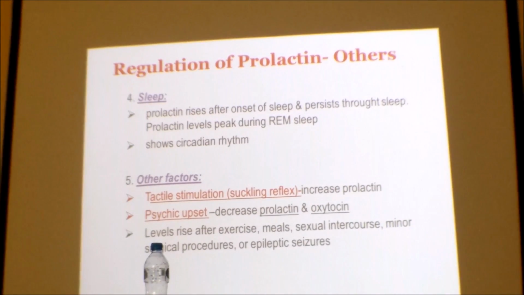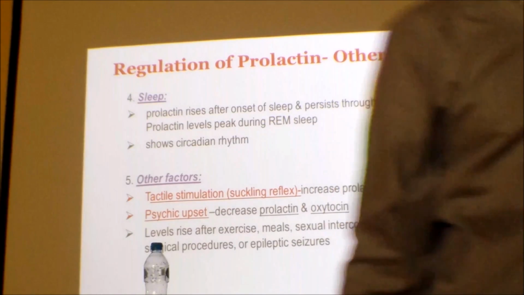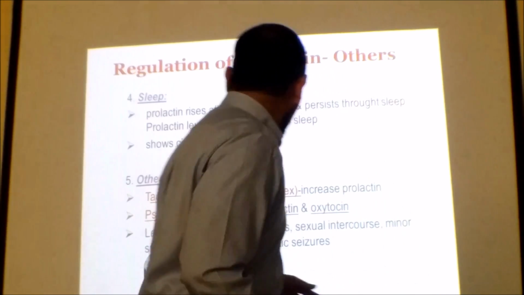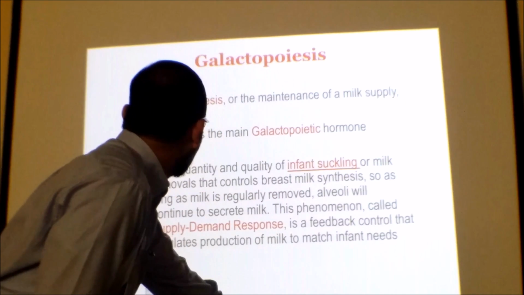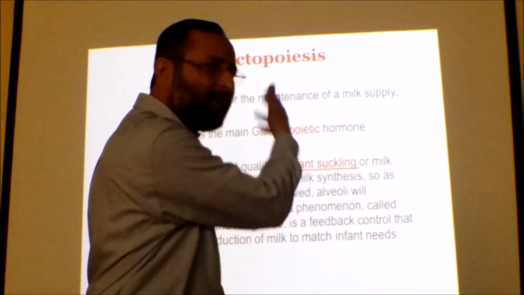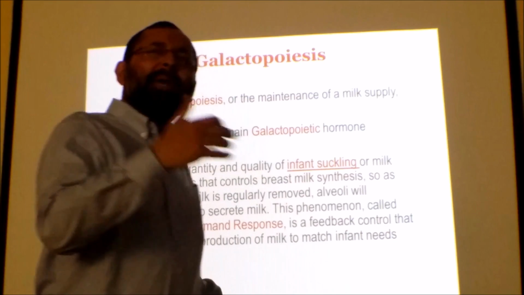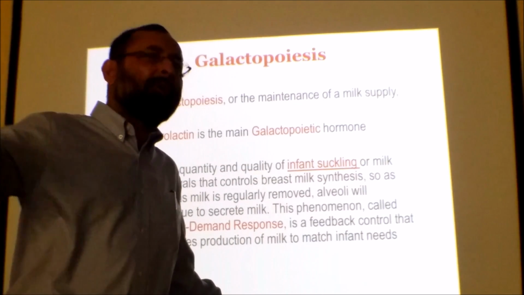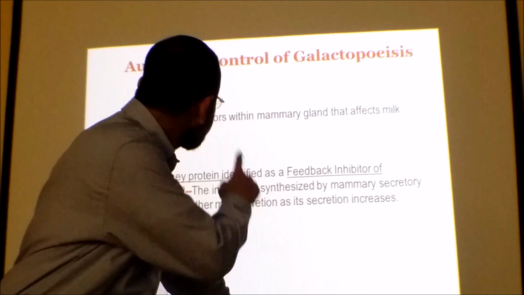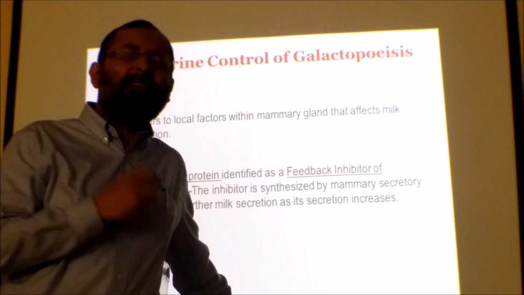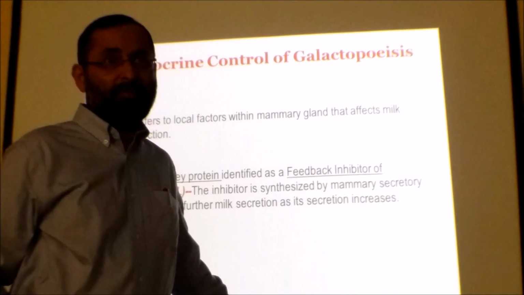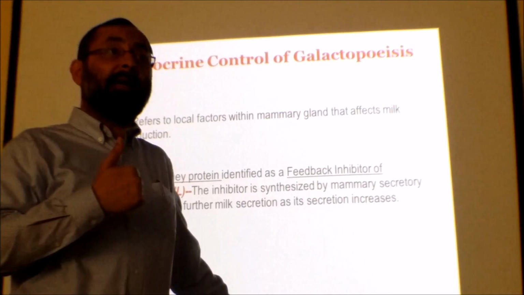Other factors, very interesting factors, one or two points and I'm closing the discussion. Very interesting points: the reflex that we talk about first. Look at this reflex. The maintenance is known as galactopoiesis, basically. You will read it yourself. The baby suckles the milk and this process continues for a long time, for years. We claim that there is a local factor present in the milk, which is called feedback inhibitor of lactation.